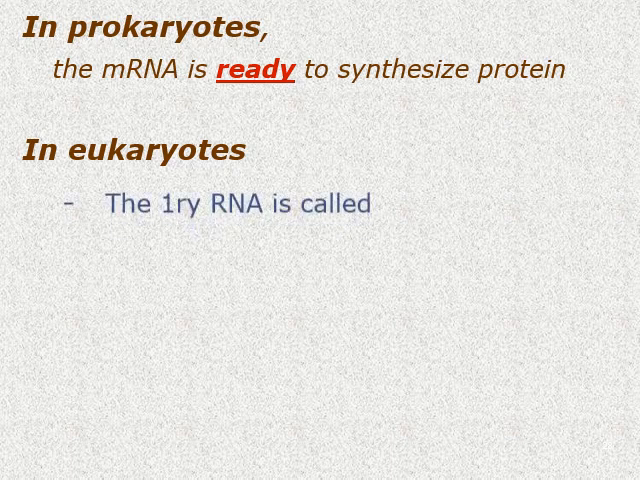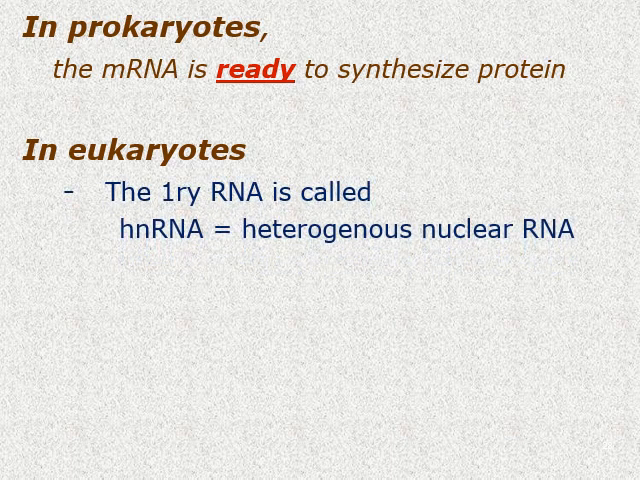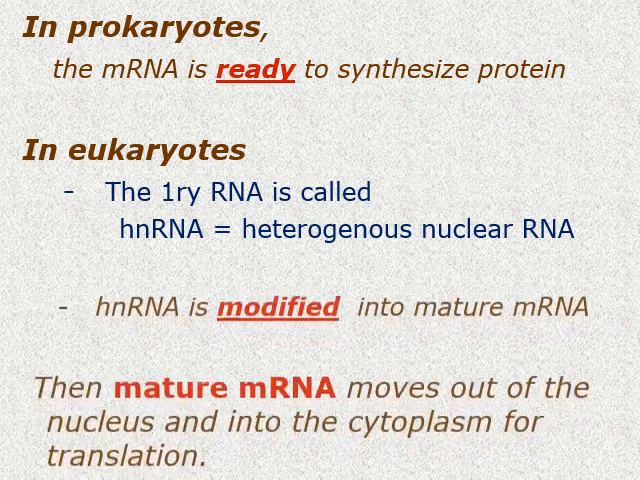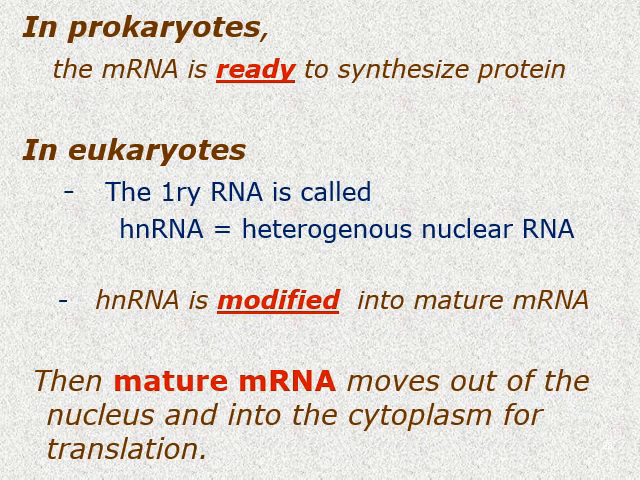على مستوى الإيوكاريوتس the primary RNA is called heterogeneous nuclear RNA. Heterogeneous nuclear RNA is modified into mature messenger RNA. يبقى المسنجر RNA primary molecule of messenger RNA need multiple modifications to get mature. The mature messenger RNA then moves out of the nucleus into the cytoplasm for translation.